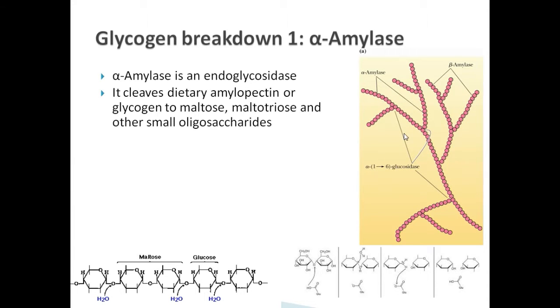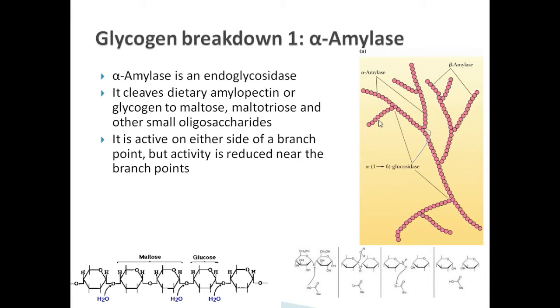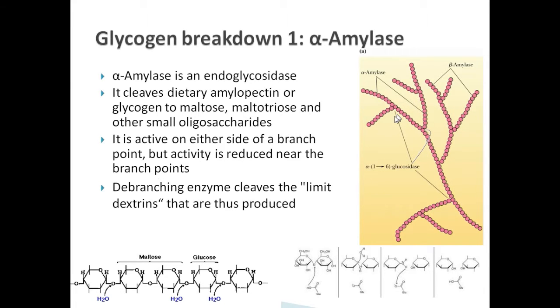So, as I said, this is an endo-acting enzyme. It will easily hydrolyze the alpha 1,4 bonds as long as they're not close to a branch point. When you get close to a branch point, its activity is reduced, and you actually need a debranching enzyme that will cleave those areas around the branch. So when amylase acts, it'll digest away everything that is not close to a branch, and that leaves you with these areas around the branch points, which we call limit dextrins.